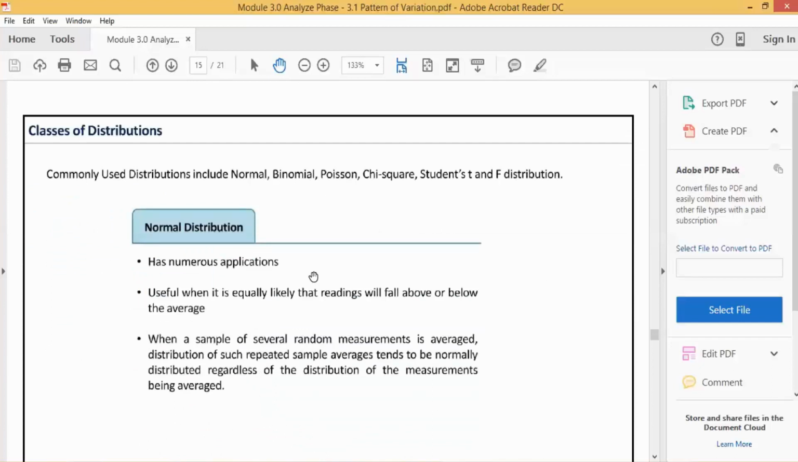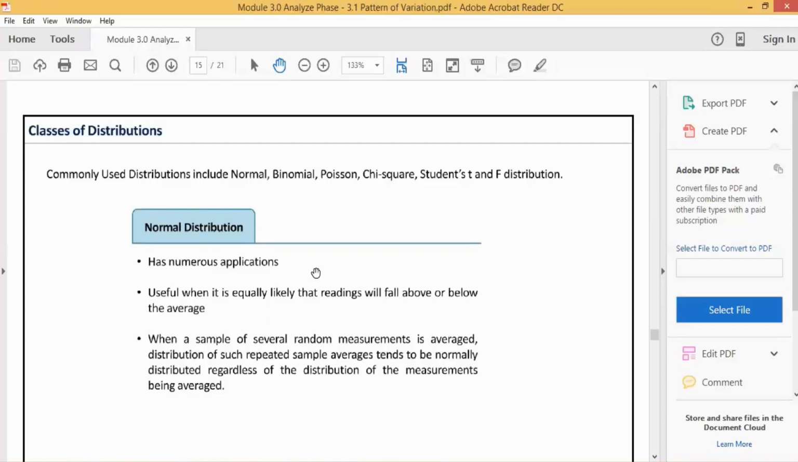Commonly used distributions include normal, binomial, Poisson, chi-square, Student's t and F distribution. Most important, it will be asked in the exam. Student's t, that is not student, it's now called t, and F distribution. So these are the distributions which are commonly used. Distributions are nothing but terminologies used in statistics.